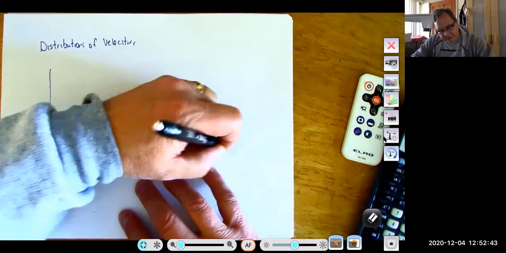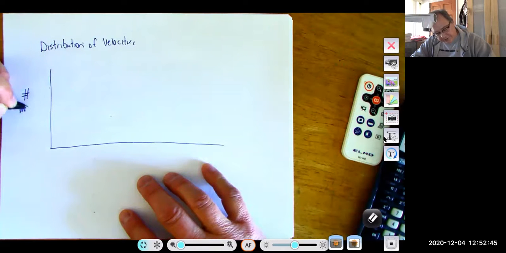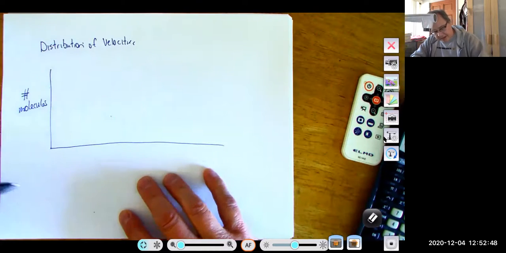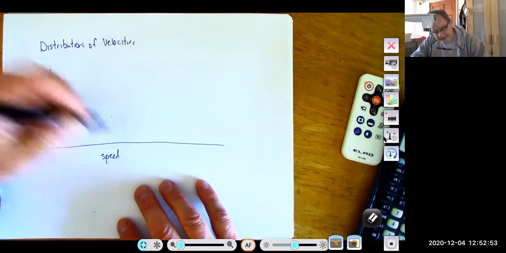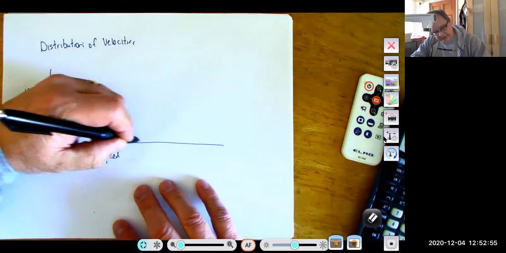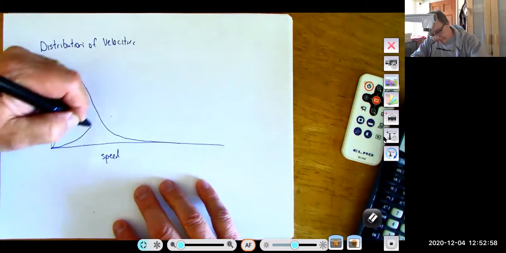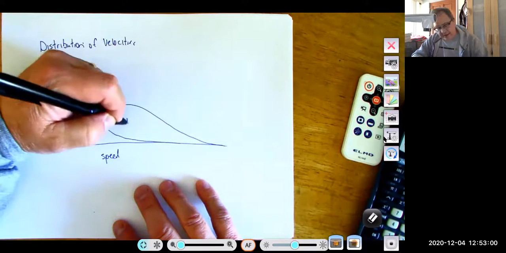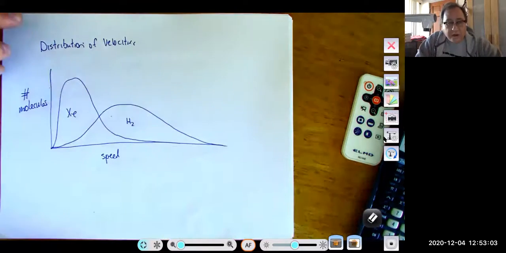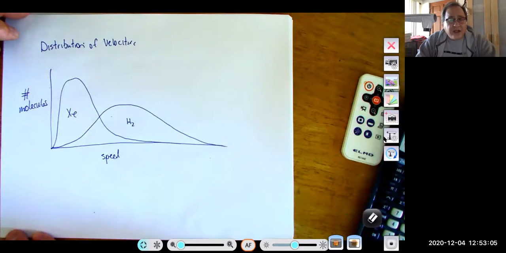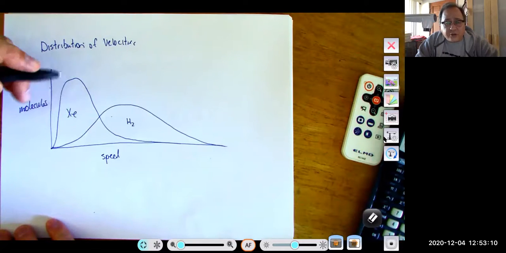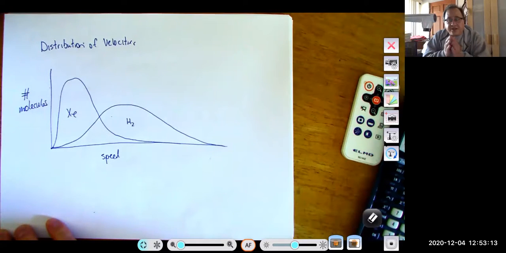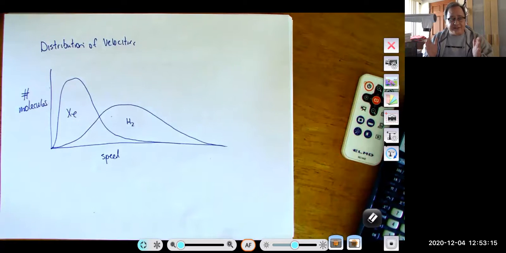So if we do something like this, number of molecules, and we do the speed, this might be xenon. And this would be H2. What I'm trying to point out to you here is that the molecules themselves are not always traveling at the same speed. There's a distribution of velocities, a distribution of speeds.